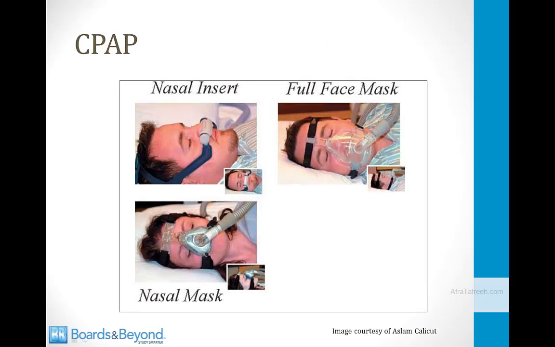These are some pictures of the different types of continuous positive airway pressure treatments that patients can use. So one is a nasal insert like I've shown here. There's also a nasal mask, and there's a full face mask. Patients have to connect this to a machine at their bedside, and then they have to sleep with it. And you can imagine it's very uncomfortable to sleep with one of these apparatuses on your face, and many patients are non-compliant. They're just not able to sleep with it on. So CPAP therapy, although it works in theory, for many patients it doesn't work in practice. And that concludes our module on sleep apnea.